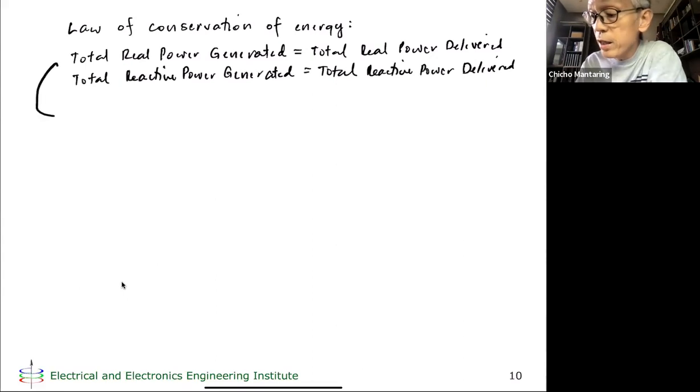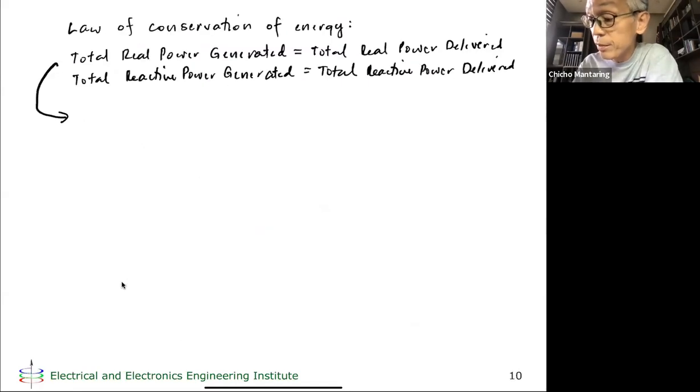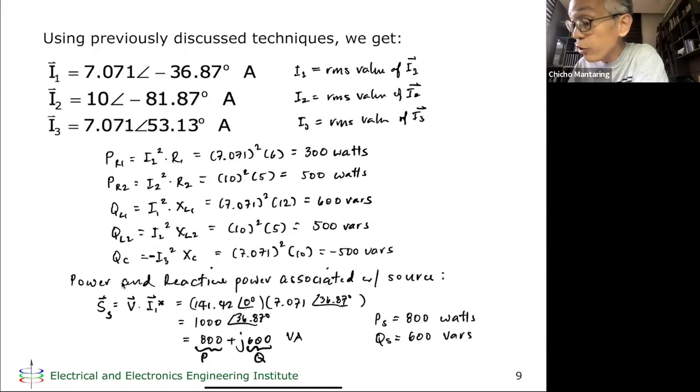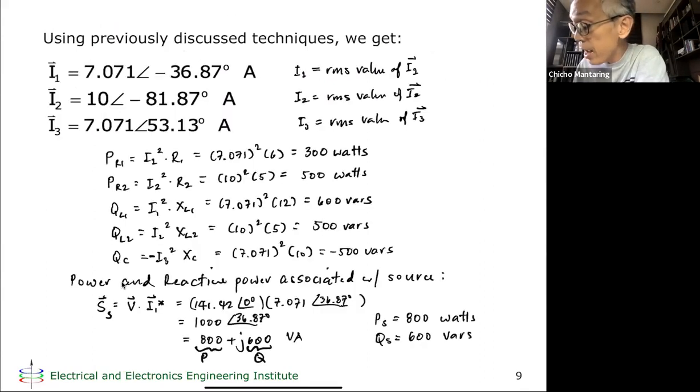Okay, so from here, the total real power generated by the source is 800. That's PS. Let me put it in equation form first. The total real power generated is PS. That can only be delivered to resistances, so that can only be delivered to R1 and R2. So this should be equal to PR1 plus PR2. And indeed, this 800 is 300 plus 500.